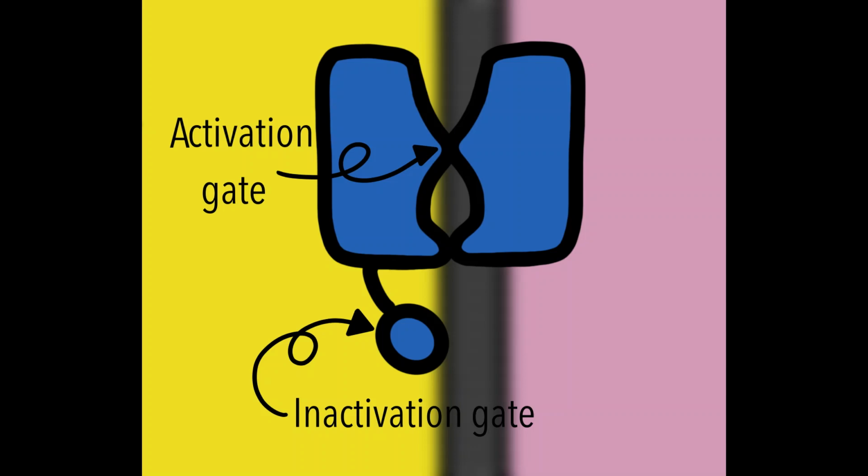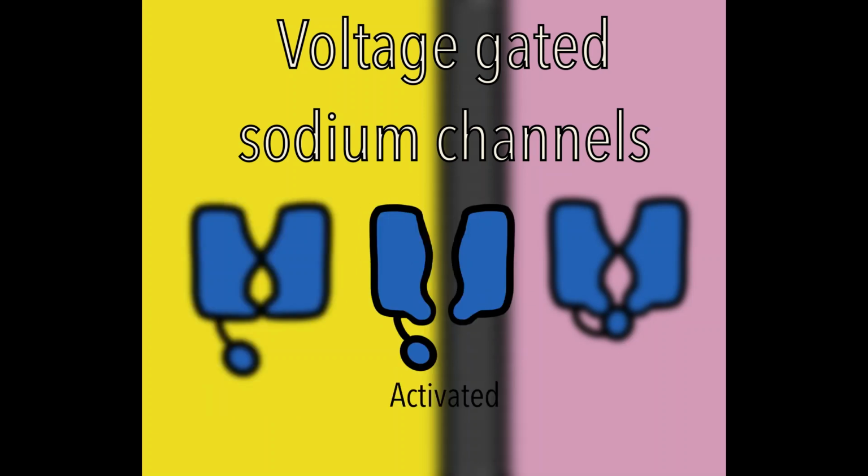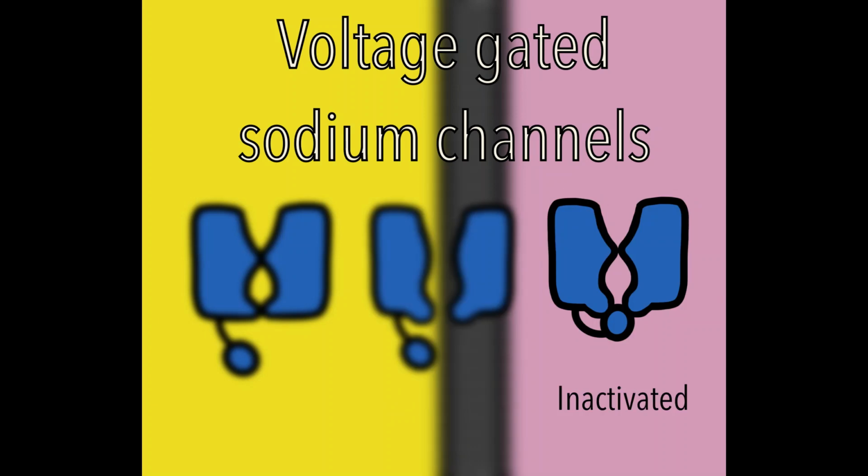Now let's walk through the phases. First, we have deactivated. This is when the activation gate is closed and the inactivation gate is out of the way. This results in no sodium being able to enter into the neuron. Next, we have activated. This is when the activation gate is open and the inactivation gate is out of the way. This results in sodium being able to go from a high concentration outside of the cell to a low concentration in the cell. Lastly, we have the inactivated phase. This is where the activation gate is still open, but the inactivation gate is blocking the entry of sodium. This results in no sodium being able to enter into the neuron.